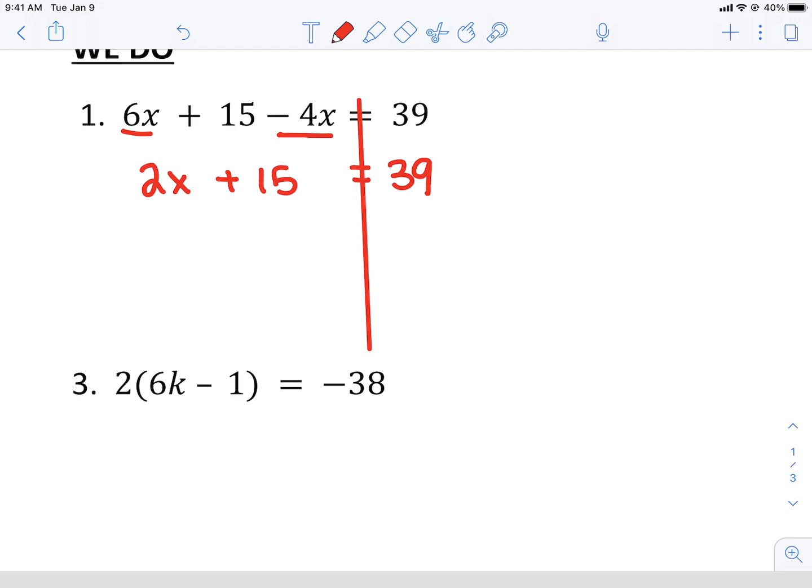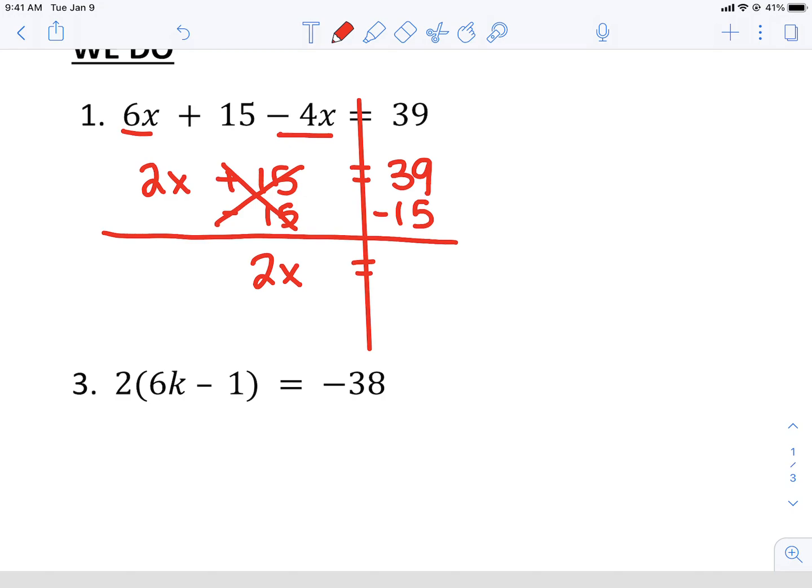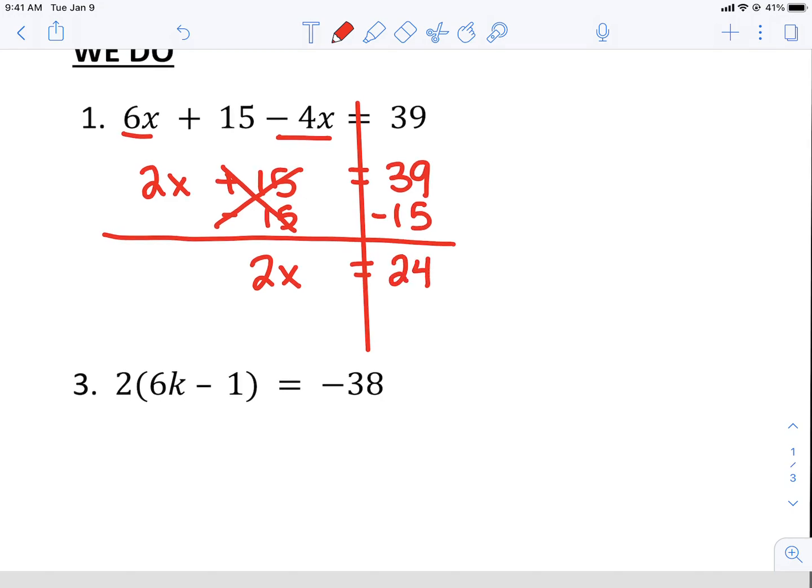Then I want to move that 15 to the other side, so I do it by subtracting 15 from both sides. I'm doing the opposite. So when I do that, 15 minus 15 zeroes out, and I'm left with a 2x. On the other side, I have 39 minus 15, and that gives me a 24.